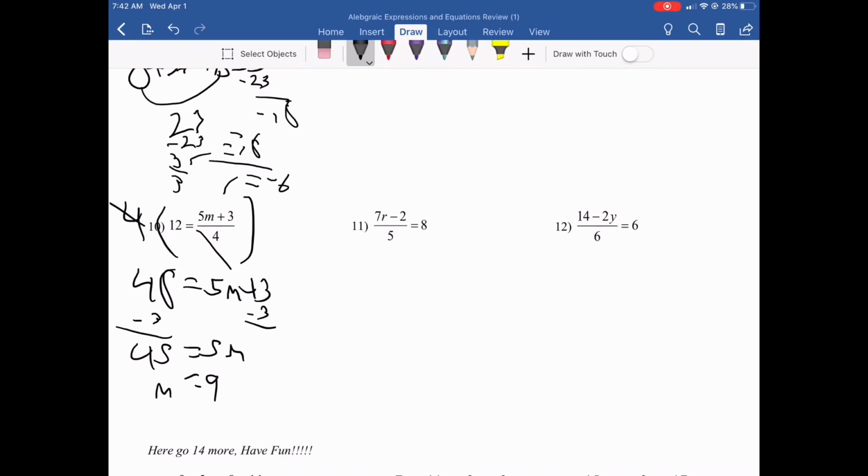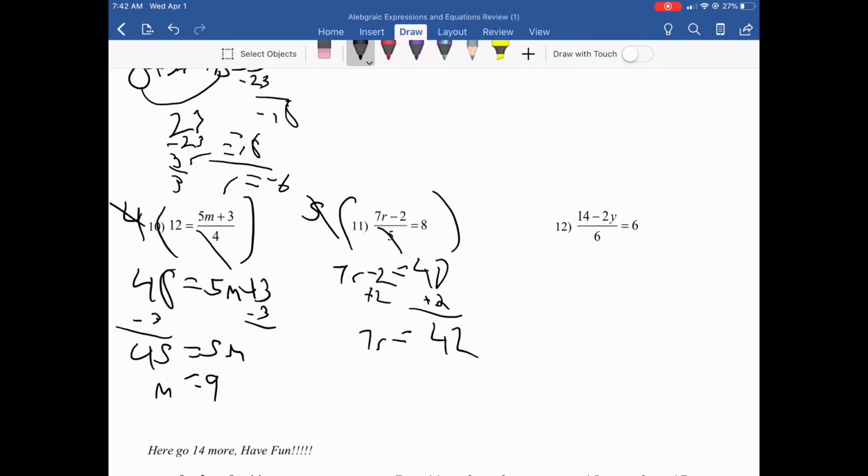Same thing, I want to get rid of this fraction. Multiply the whole thing by the denominator, which is 5. This fraction is going to cross out, so it's going to be 7r take away 2 equals 40. So we have minus 2, we do the opposite sign, plus 2 equals 42. We have 7r equals 42, do the opposite, divide both sides by 7, r equals 6.